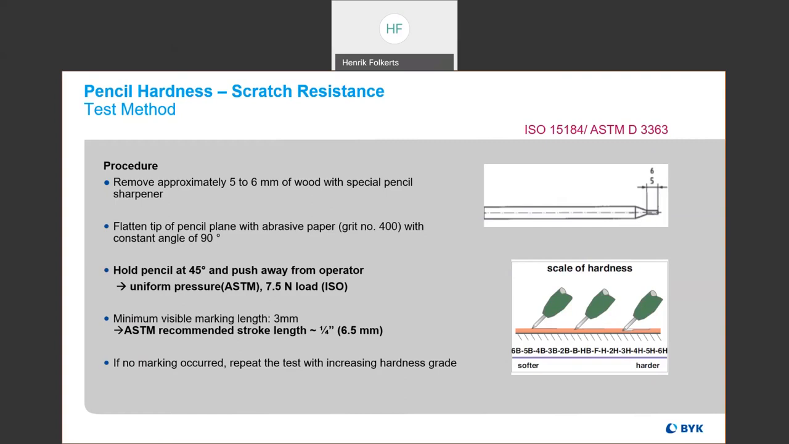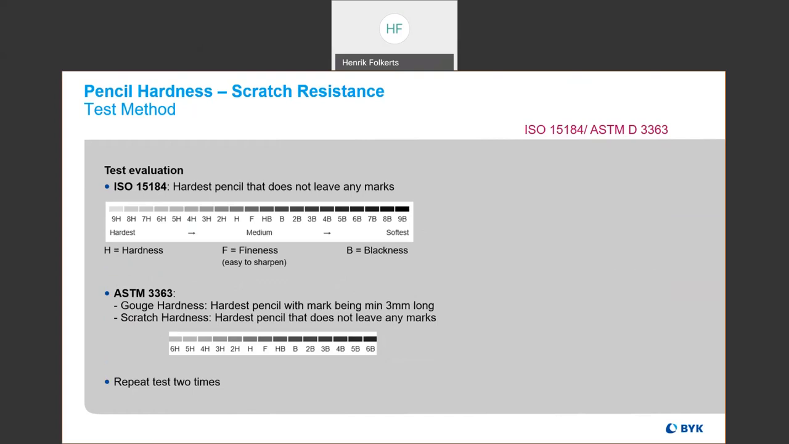If no marking occurred, the test needs to be repeated with an increasing hardness grade. In other words, you need to take a different pencil which is harder. How is the test evaluated? According to ISO, the grading system is based on the hardest pencil that does not leave any marks. Here you can see the scale from ISO, here from hardness, blackness.